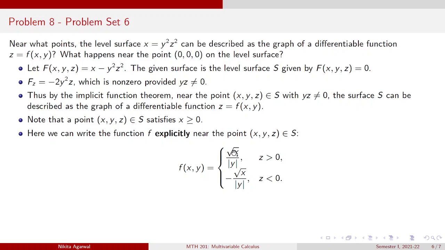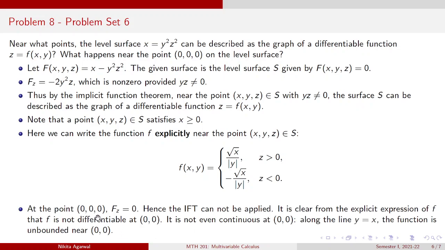And the first expression is valid when z is positive, right? And the second expression is valid when z is negative. So you have these expressions which are working. There are two possibilities, one when z is positive, other when z is negative. Remember, z can't be 0 because then yz will be 0. So this is all coming from the implicit function theorem, right?